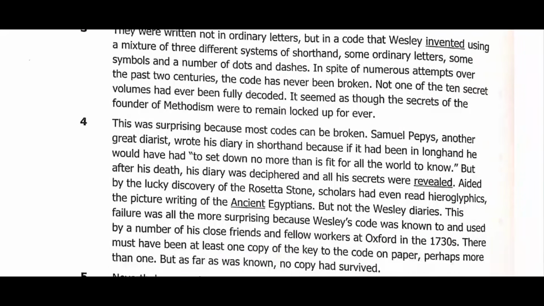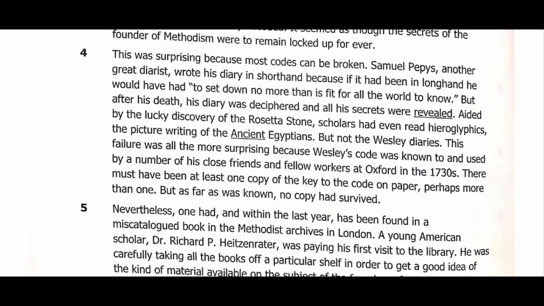So we can now move on to paragraph 4. This was surprising because most codes can be broken. Samuel Pepys, another great diarist, wrote his diary in shorthand because if it had been in longhand, he would have had to set down no more than it fits for all the world to know. But after his death, his diary was deciphered and all his secrets were revealed.